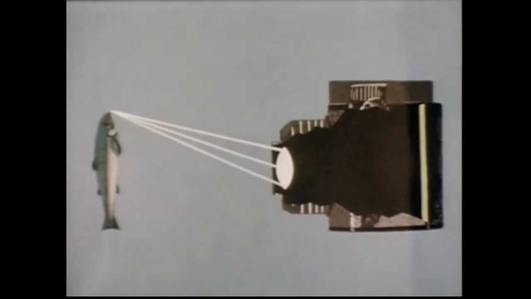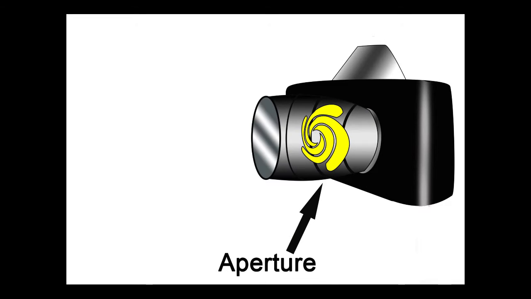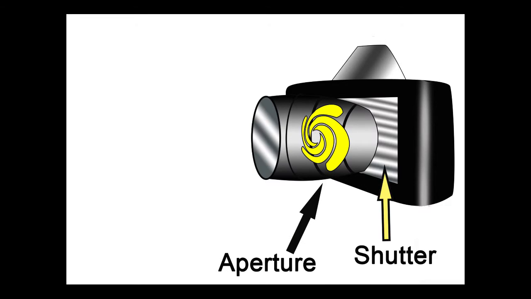Light reflected from, say, the nose of the fish enters the lens where it is refracted and brought into focus on the film. That's right. A camera is a light-proof box. That's it. With only two ways for light to get in. One way is the aperture, the other way is the shutter. Here is the aperture in the lens, and here is the shutter in the camera body.